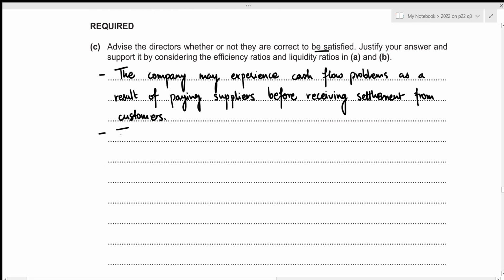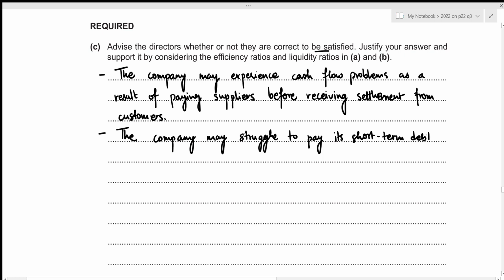The company may struggle to pay its short-term debts due to the high level of inventory.